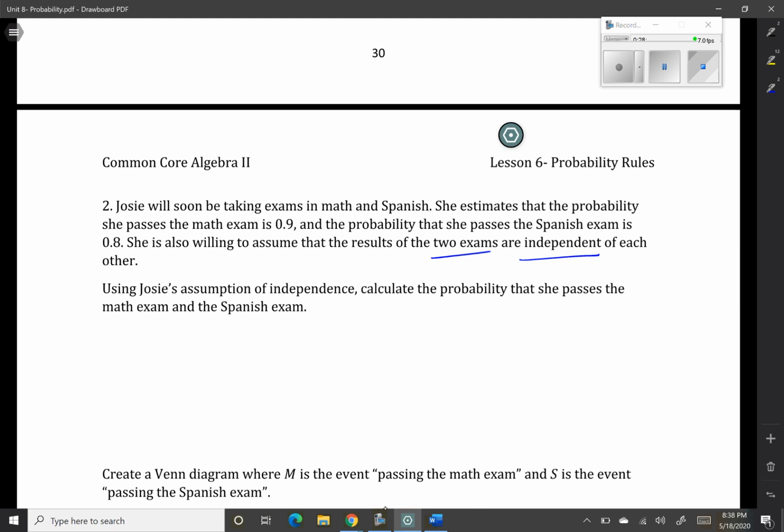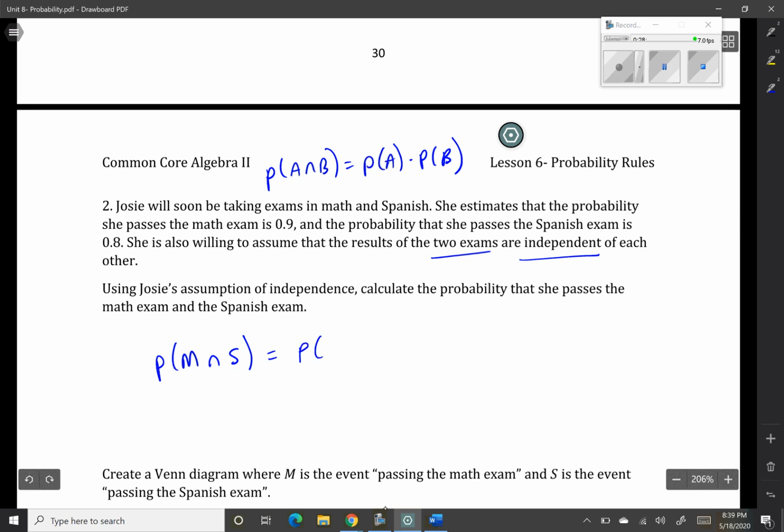So because these two exams are independent, the probability of A and B can be calculated by multiplying the probability of A times the probability of B. We're using that new rule that we learned in lesson 6 here. It says, using Josie's assumption of independence, calculate the probability that she passes both math and Spanish. So the probability of passing math and Spanish is equal to the probability of passing math times the probability of passing Spanish. Well, the probability of passing math was 0.9. Probability of passing Spanish was 0.8. So we wind up getting 0.72. So there's a 72% chance that she passes both tests.